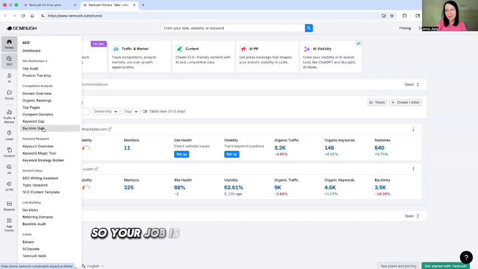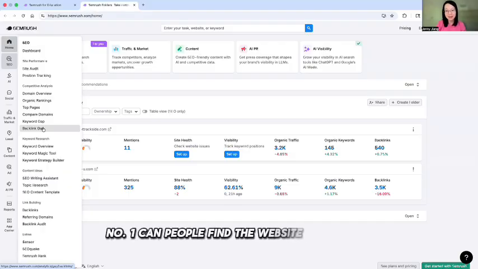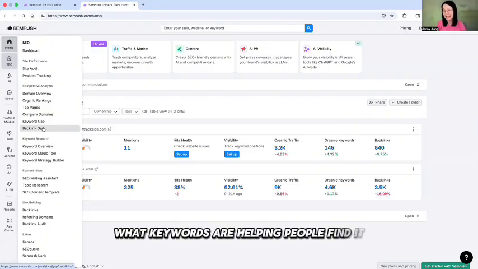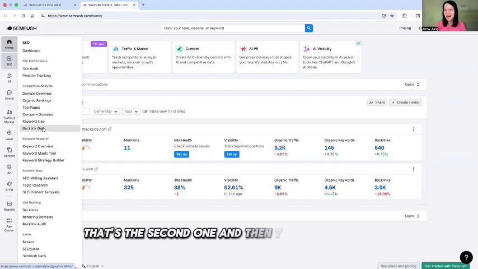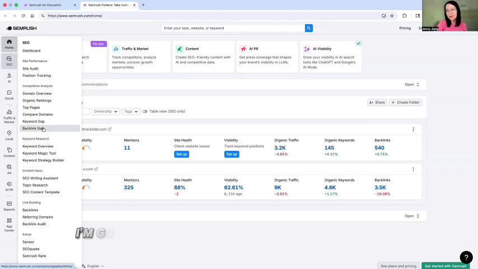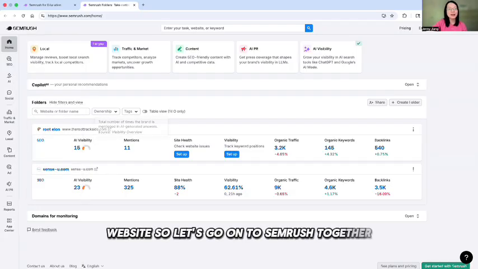So your job is to answer three major questions. Number one, can people find the website on Google? What keywords are helping people find it? That's the second one. And then the last question is, does this website have support from other websites online? So today I'm going to use the Root Restaurant site as my example website. So let's go on to Semrush together.